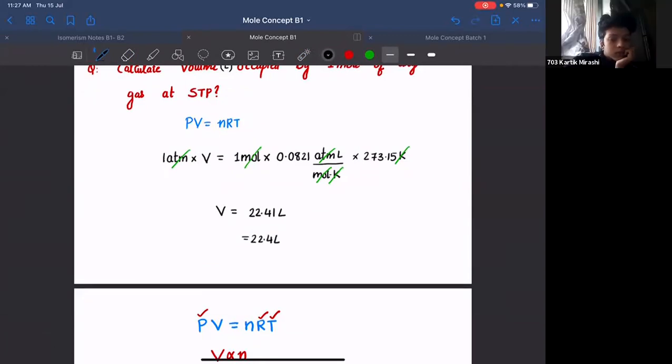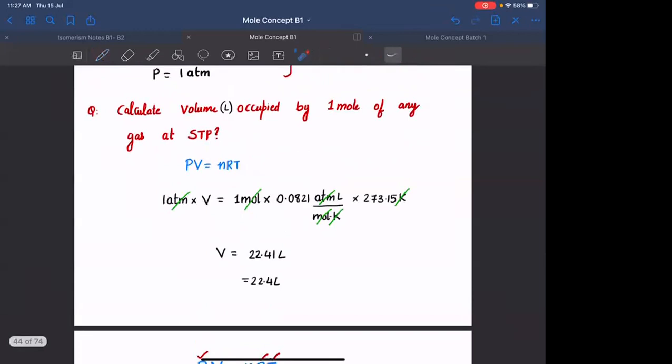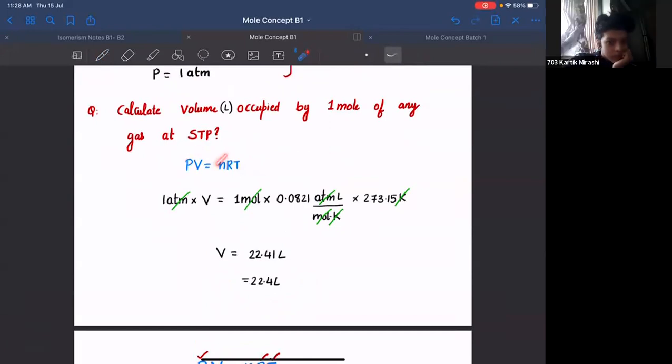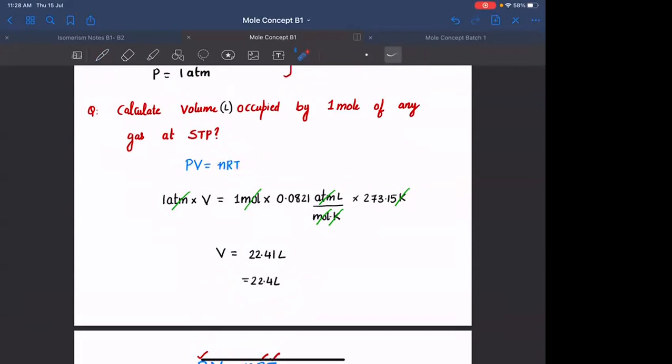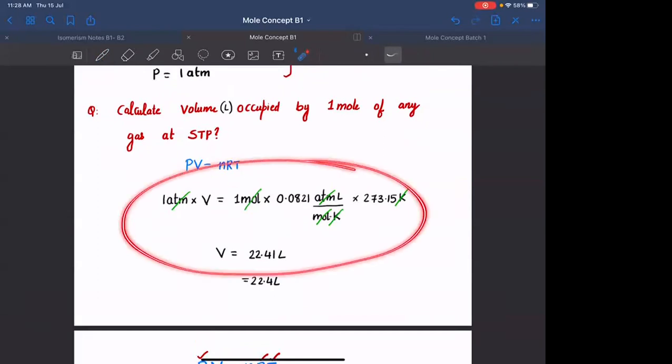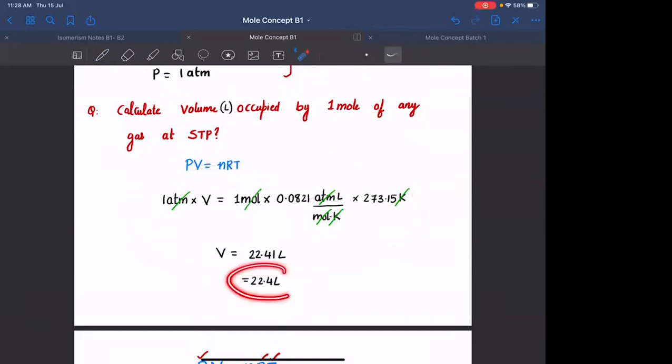Irrespective of the gas, if you are having any gas at STP, the volume will be 22.4 liters because you will be having the pressure as 1 atmosphere, n as 1 mole, temperature as 273.15 and R as 0.0821. Whichever gas you take, you will substitute the same. So for any gas you will be having 22.4 liters. So I can give a statement: the volume occupied by 1 mole of any gas at STP as per the old convention will be 22.4 liters.